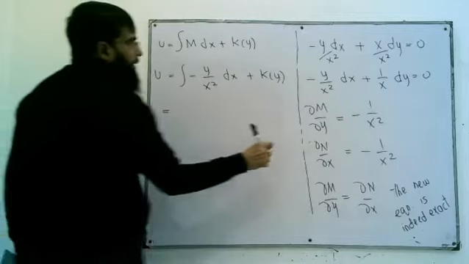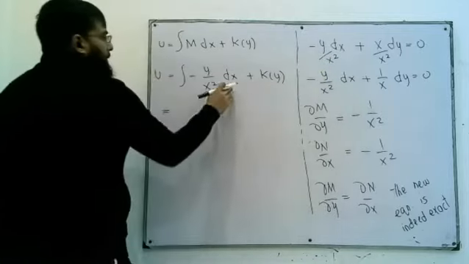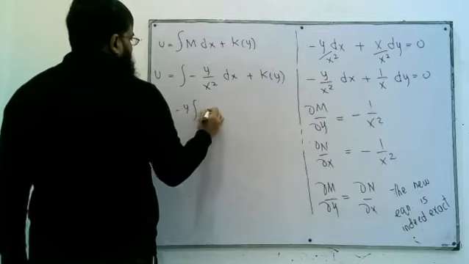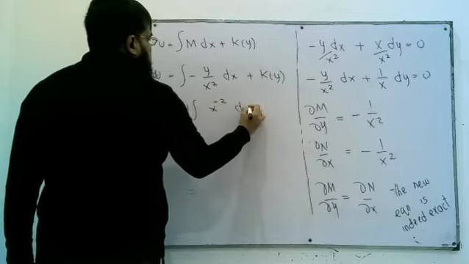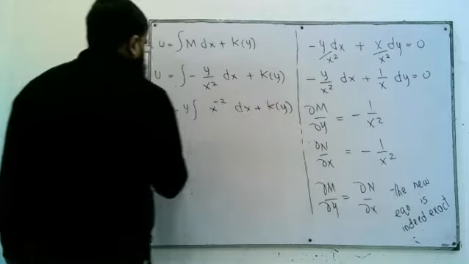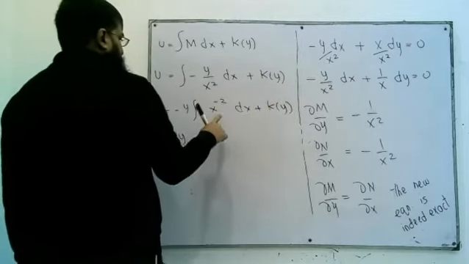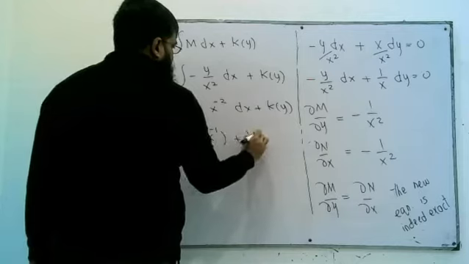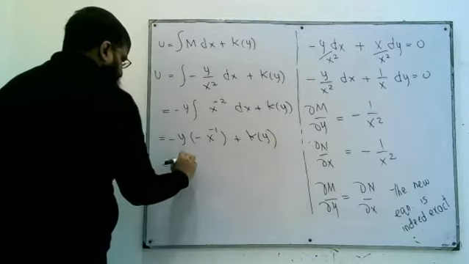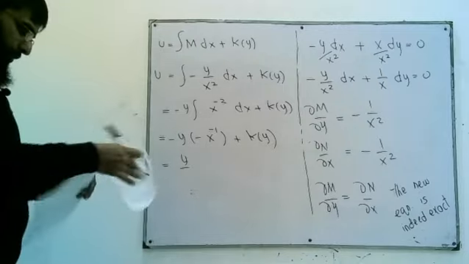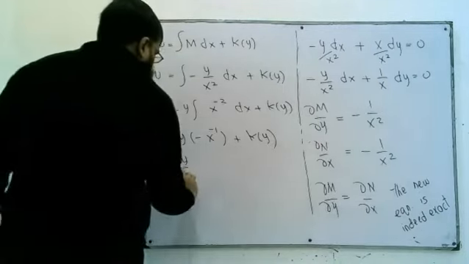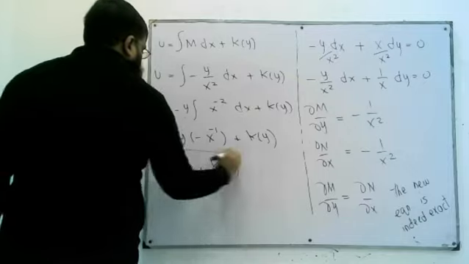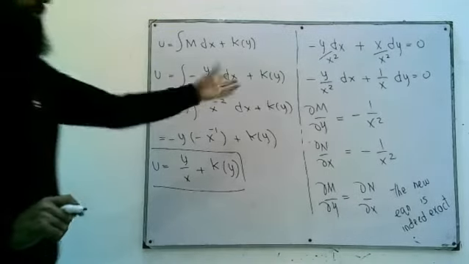So u is the integral of minus y over x squared dx, plus some function k of y. M is minus y over x squared now. If we integrate this, with y as a constant of integration, it comes out to be minus y times the integral of x to the minus 2 dx plus k of y. So it becomes minus x to the minus 1, plus k of y, so this comes out to be y over x plus k of y. So this is u, the solution after we have converted this given equation to exact, and it wasn't initially exact.